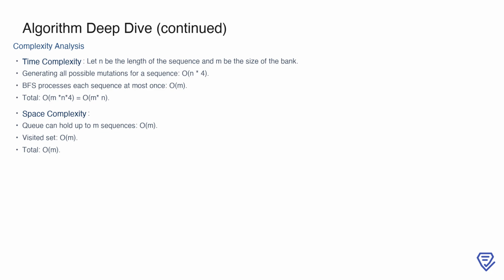Now let's analyze the complexity of the algorithm. The time complexity depends on the length of the sequences, denoted as n, and the size of the bank, denoted as m. For each sequence, we generate all possible mutations by changing each of its n characters to one of 4 possibilities, which takes O(n*4) time. Since BFS processes each sequence at most once, we perform this operation for up to m sequences, giving a total time complexity of O(m*n). For space complexity, the queue can hold up to m sequences in the worst case, and the visited set also stores up to m sequences, resulting in a total space complexity of O(m). Together, the algorithm is well optimized for the problem's constraints.